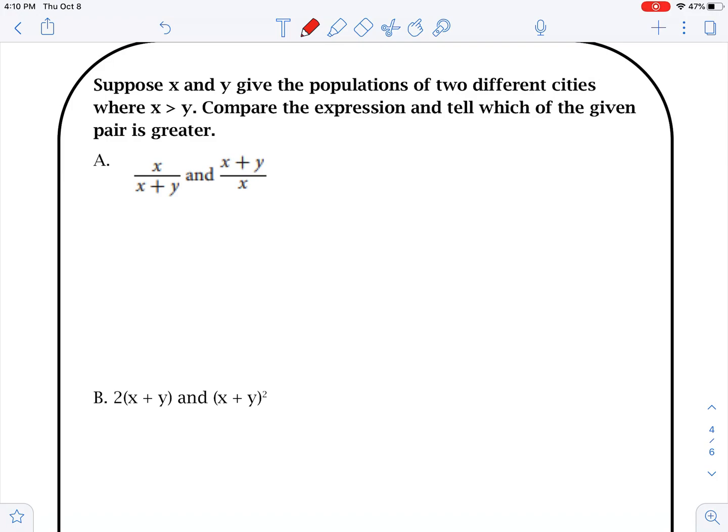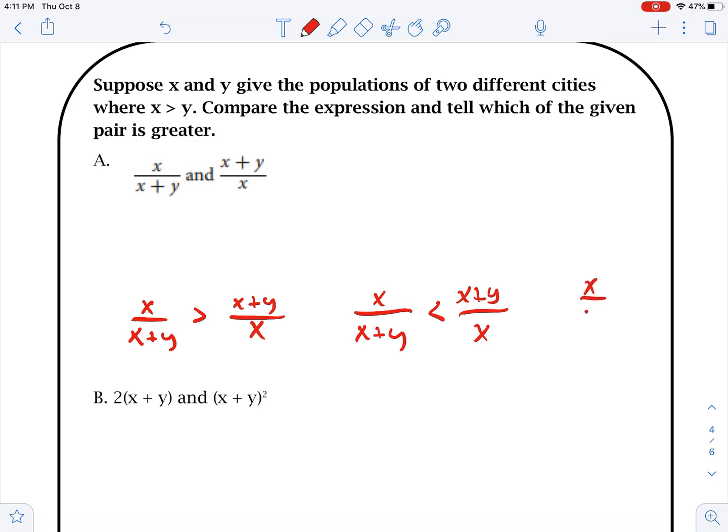So again, they say x over y, given the two different cities, compare. So again, we want to say, which one of these options is it? Is it that it's greater than x plus y over x? Is it that they're x over x plus y? Is it that they're less than this? Or is it that they're equal to it?